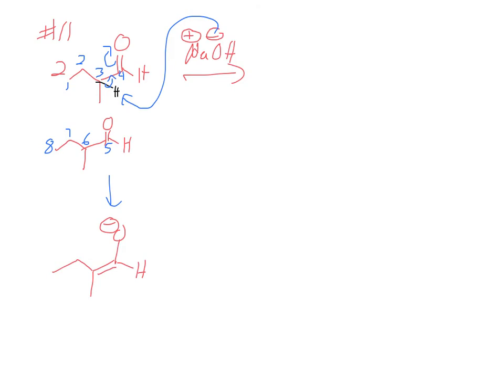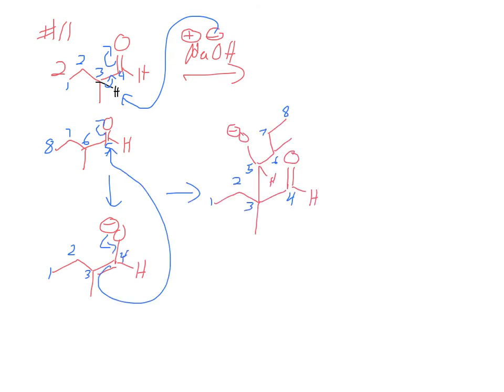Now this is going to attack. Let's number the carbons again. 1, 2, 3, 4. What is the best leaving group here? Is there a good leaving group? No. Right, there is no good leaving group. So we stop and say, well, we're done, right?